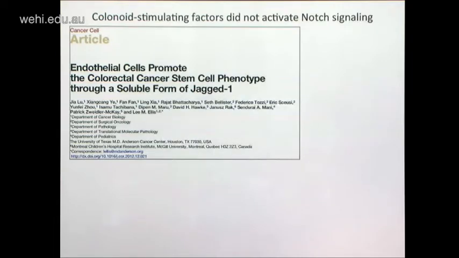And we also look at the Notch activity. As in this paper, they found that endothelial cells will produce a soluble form of JAG1, which is a Notch ligand, and it will promote the colorectal cancer stem cell phenotype. So we're interested to see whether in our myofibroblasts they will activate the Notch signaling.